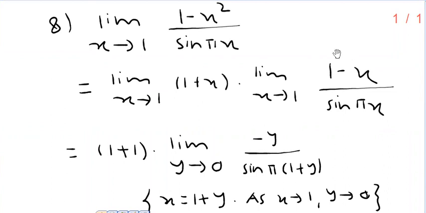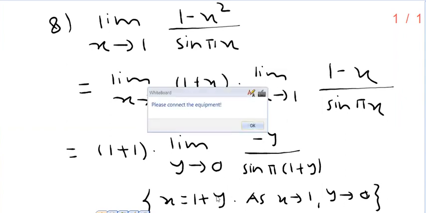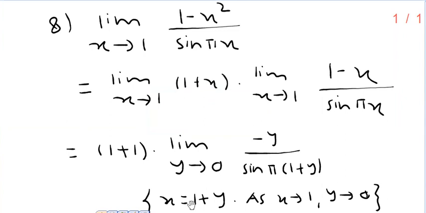Sum number 8, limit x tends to 1, 1 minus x square upon sine pi x. Actually, 1 minus x square can be written as 1 plus x into 1 minus x. We can take the limit of this part because when x tends to 1, 1 plus x will tend to 1 plus 1, that is 2. Now in the second limit, put x equal to 1 plus y or 1 plus h. I have put x equal to 1 plus y. As x tends to 1, y will tend to 0.